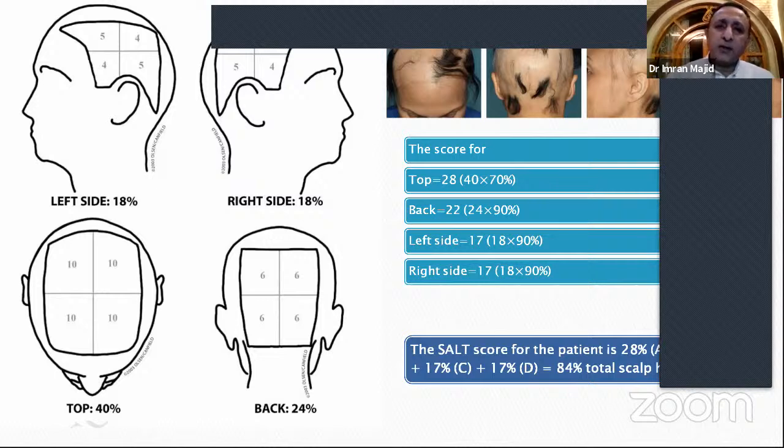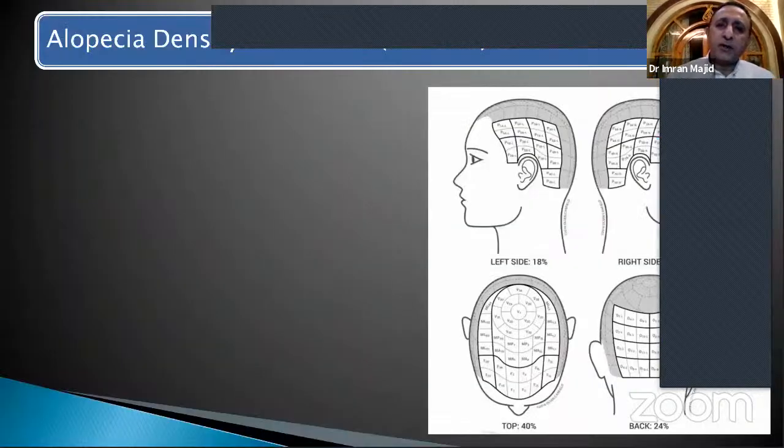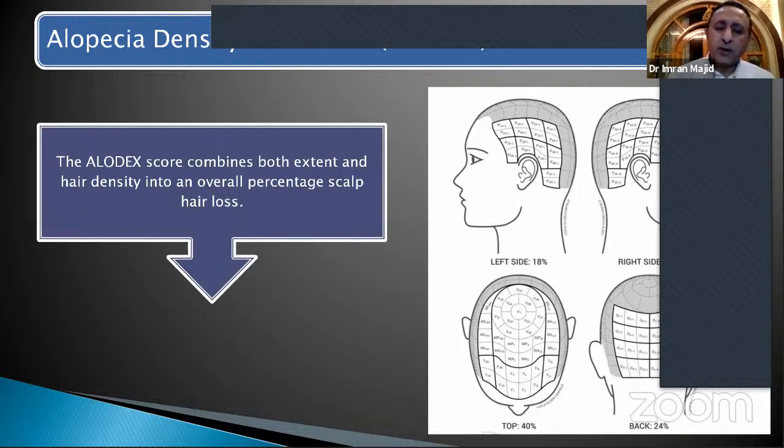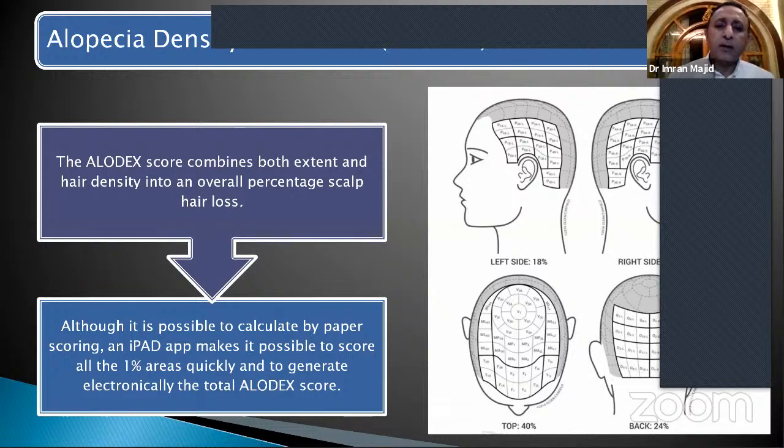Another score is known as the Alopecia Density and Extent score, or Alodex score. It combines both the extent and hair density into an overall percentage of scalp hair loss. Although it is possible to calculate by paper scoring, an iPad app makes it possible to score all the 1% areas quickly and to generate the total Alodex score electronically.